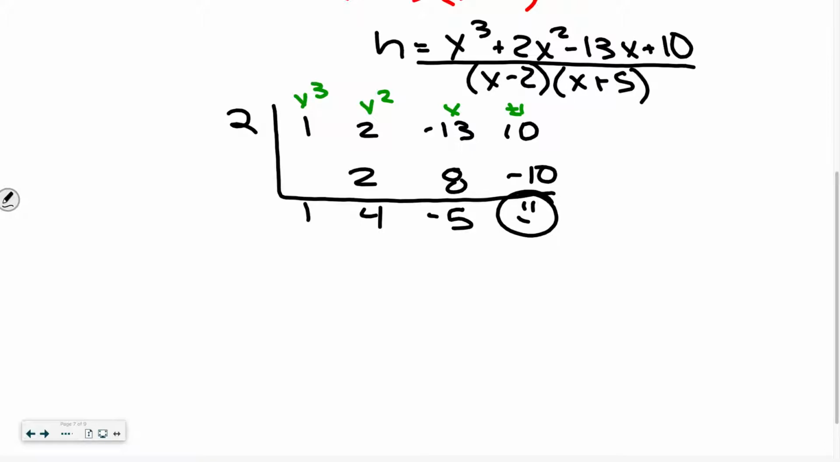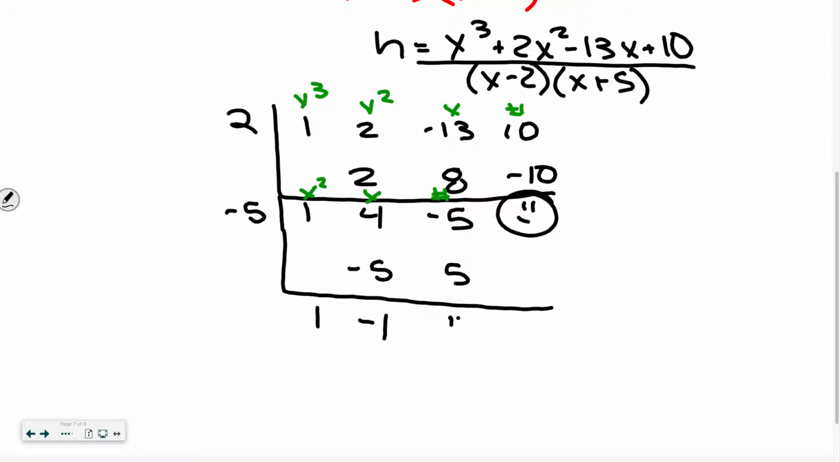It was a factor, right? It was one of the dimensions of the box. Now I'm left with this x squared, x, and a number, and it divided nicely. So I've divided by x minus 2. Now I can just build right underneath it and divide by x plus 5. So what am I going to put on the outside? Negative 5. Run through my synthetic. 1, negative 5, negative 1. So this was x squared, so this is x, and this is a number.